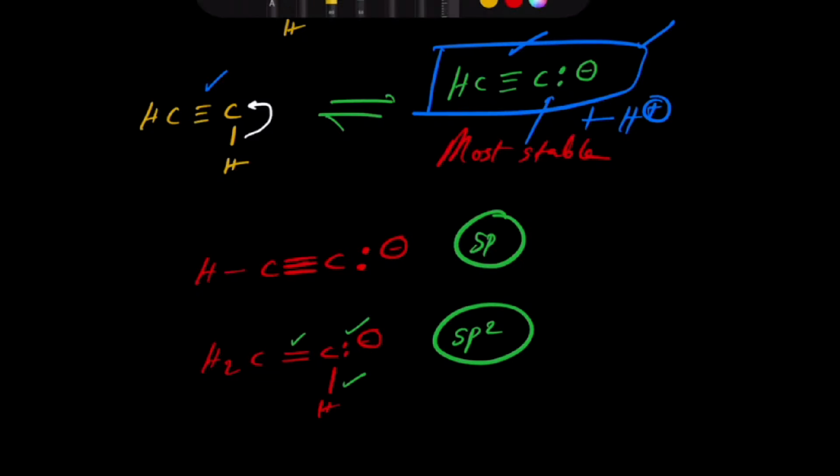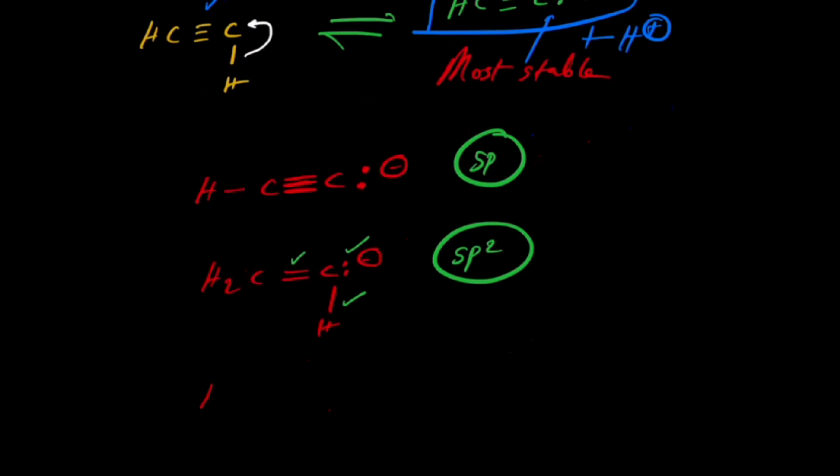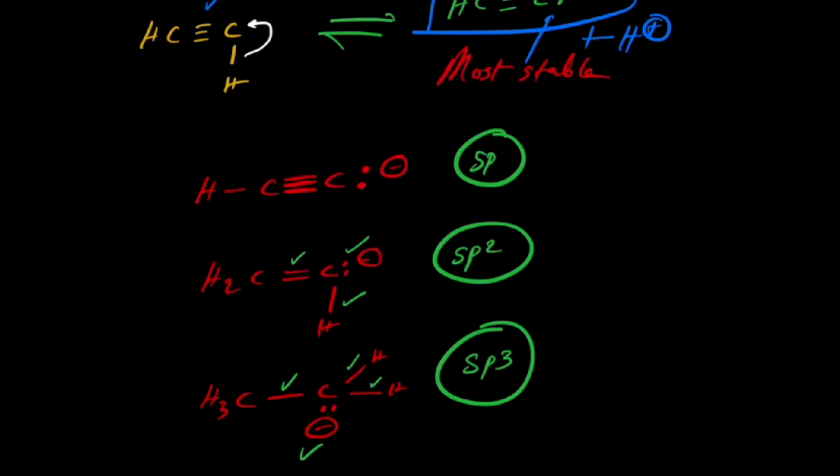Next, let us look at the conjugate base of ethane. H3C single bond H, and there are two hydrogens attached. One hydrogen is lost as a proton, so this lone pair remains. So let me count how many groups are there. One lone pair, one sigma bond, two sigma bonds, and three sigma bonds. Three sigma bonds and one lone pair. So there are four groups. That's why it is sp3 hybridized.